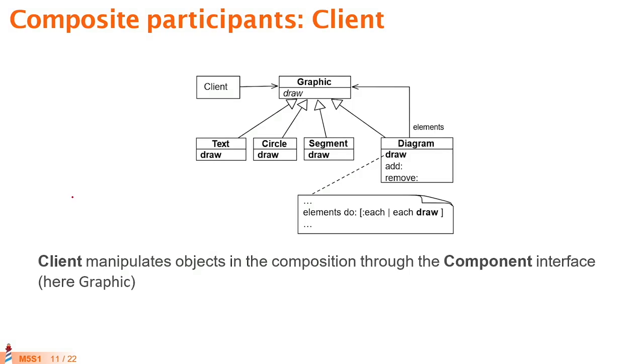So let's go back to the example, and let's analyze all the participants in the design pattern to really understand the point. First of all, we have the client, and the client can manipulate all objects in the composition through the component interface, and here the component interface is defined by the graphic class here. It defines one method here. This is a draw method. So it means that all objects in the composition should understand the draw message.